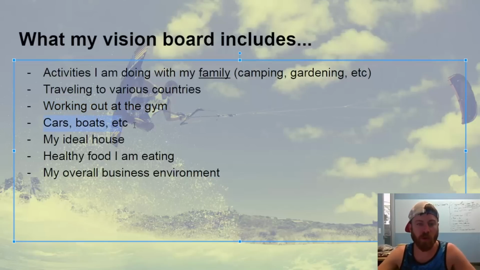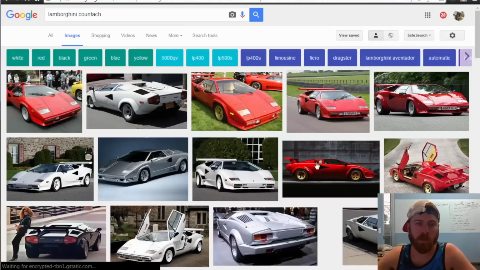For me, my vision board also includes material things. It includes cars, boats. I want a Lamborghini. I know that sounds vain. I'll show you the Lamborghini I want. I actually want the Lamborghini Countach.